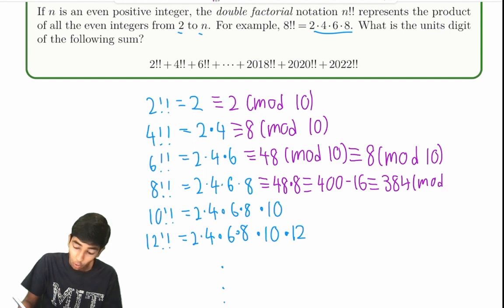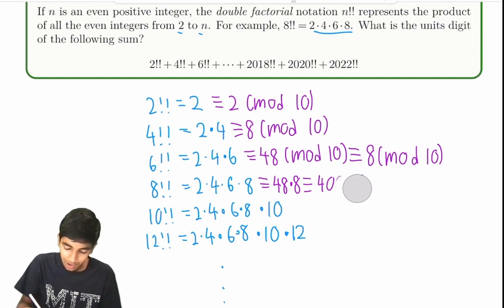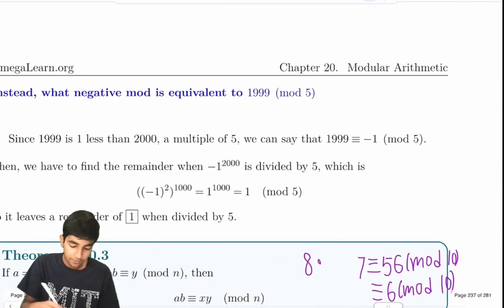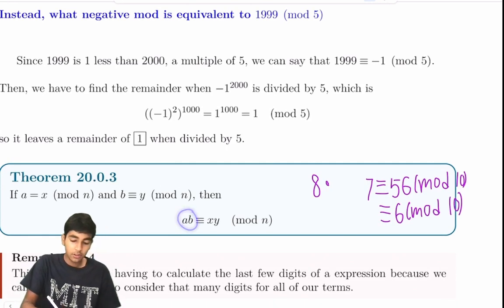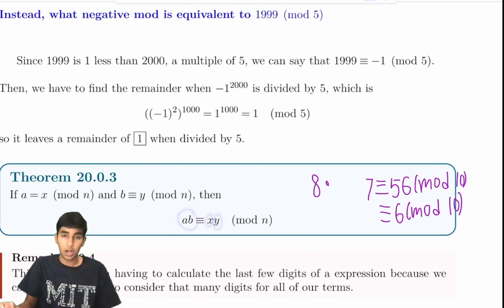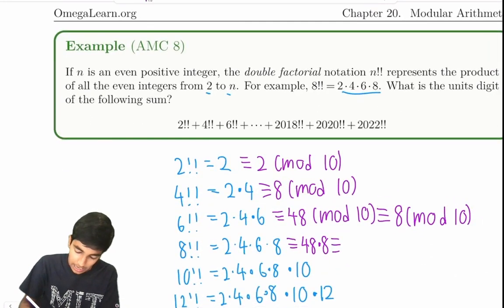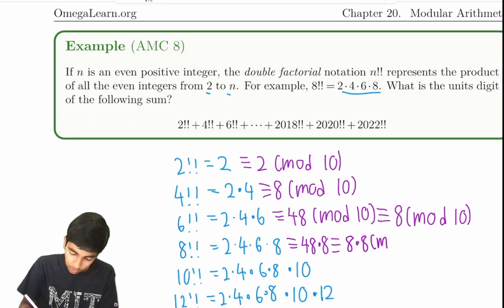Or actually, rather, why are we even doing this? Remember the product rule? We can just look at the last digits, right? Because the product of two numbers mod 10 is just their individual values mod 10 multiplied. So this is just the same as 8 times 8 mod 10, which is 4.